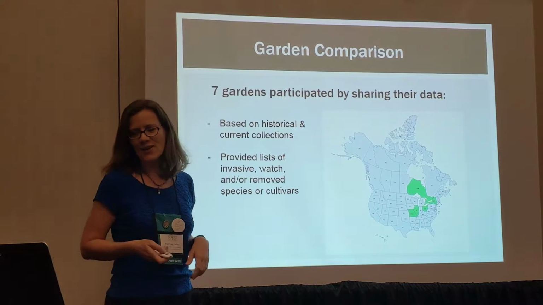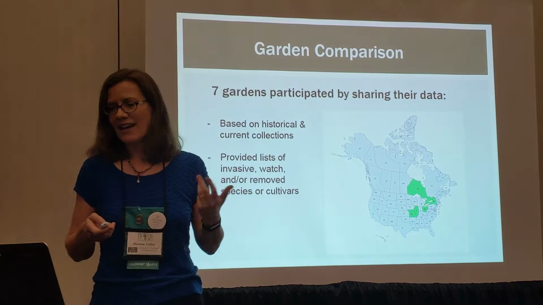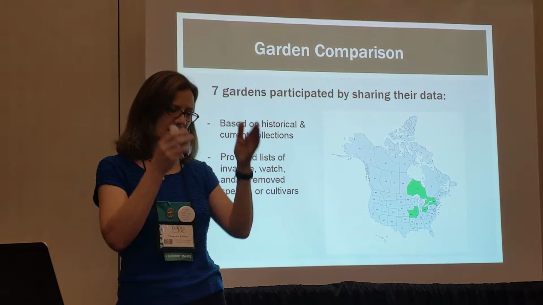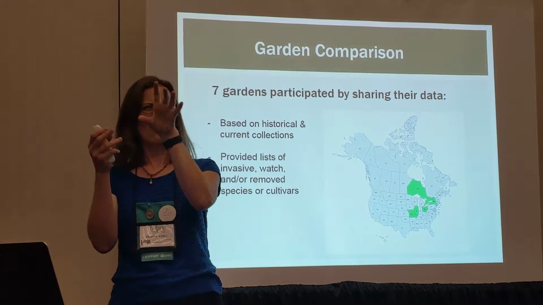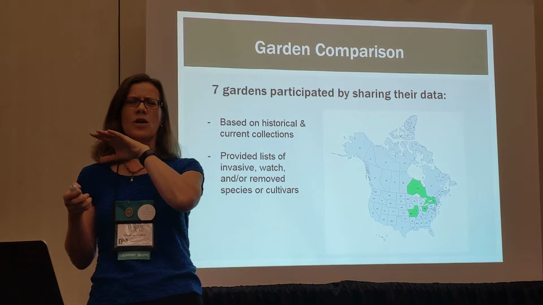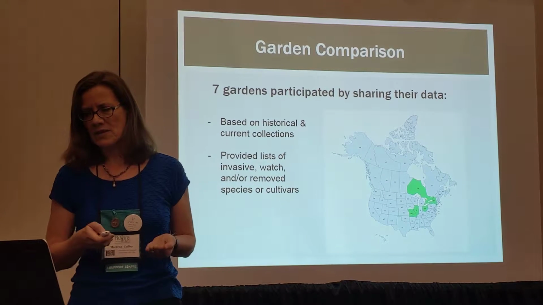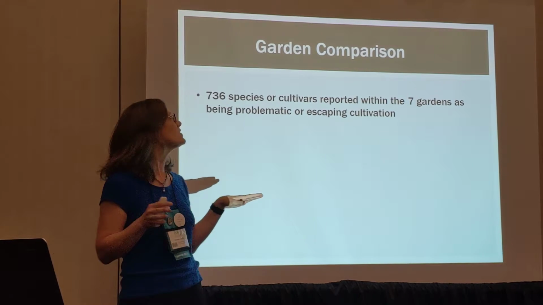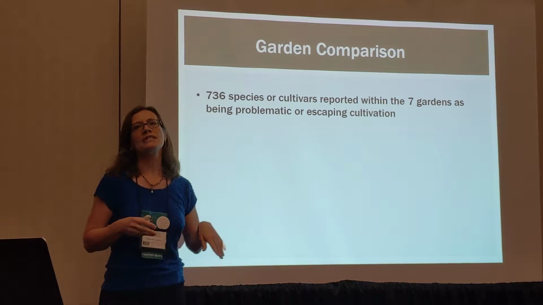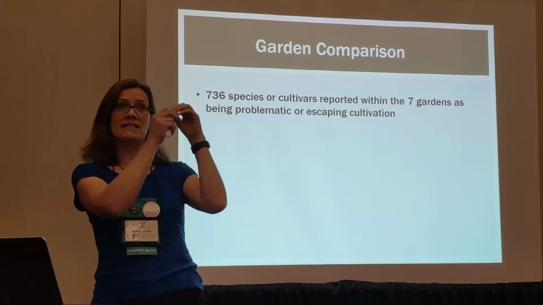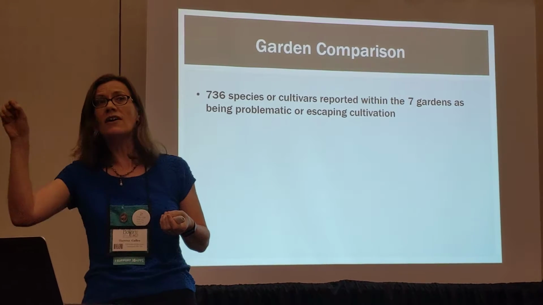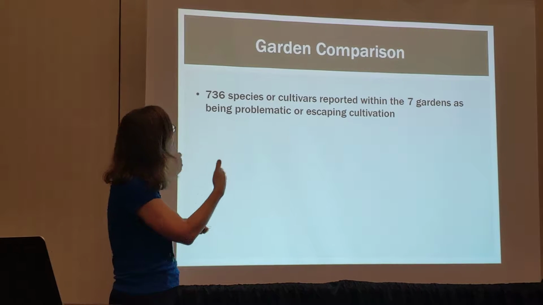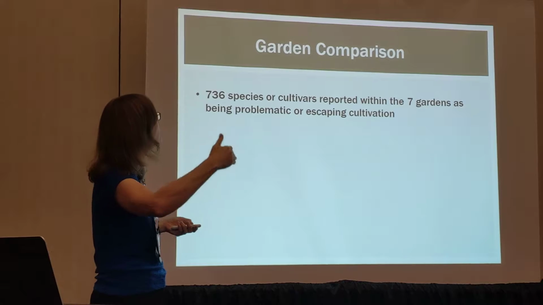This is based on historical and current collections information in these gardens. They just provided lists of whether they had invasive plants. Some of them had a watch list, and others had plants that they've actually been removing. So it's pretty variable. Here are the results. It turned out that across those 7 gardens, there were 736 species or cultivars. Some of them just had the species, other ones had distinct cultivars that they were either removing or watching. These are all the ones that have risen to a level of being a problem.